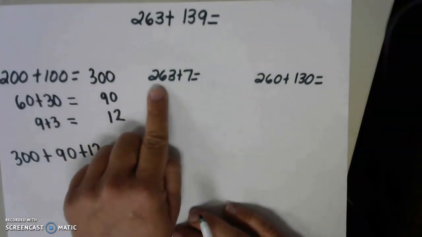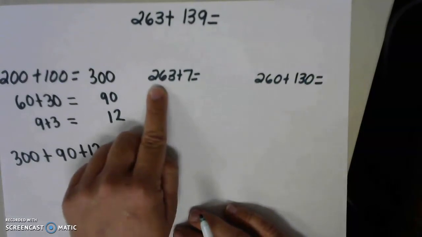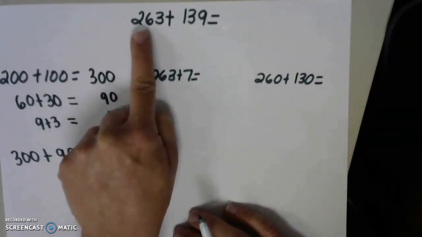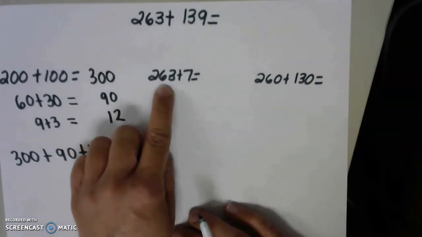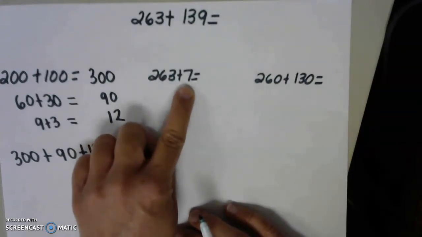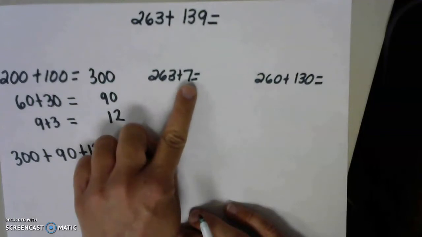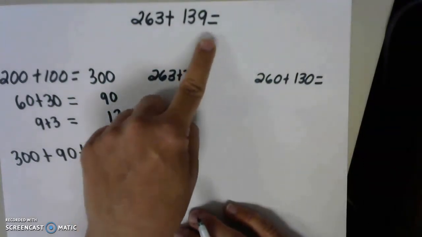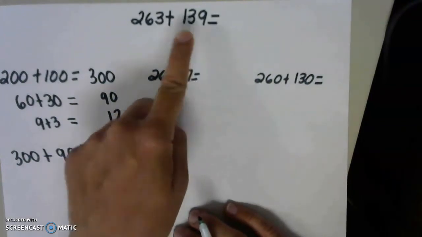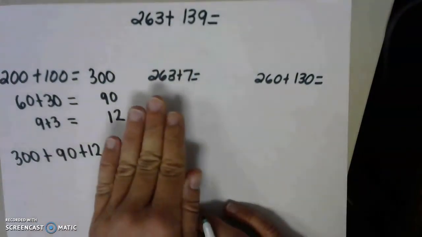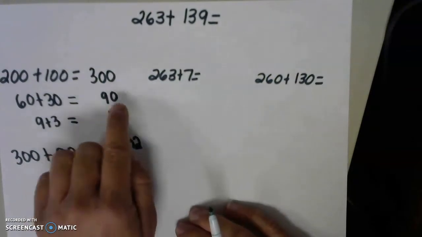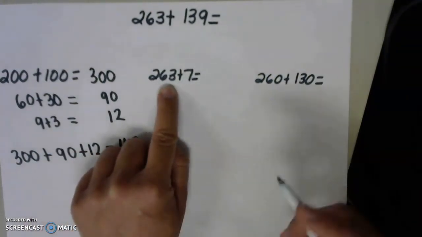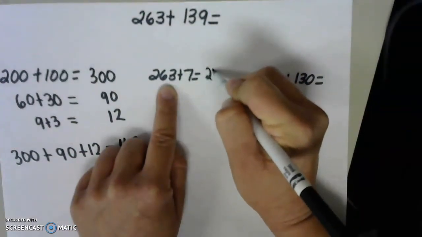It's 263 plus 7. Okay, we can see they got the number 263. That's the first number, and they've just brought it down. The 7, we know that 3 plus 7 is 10. So they've gotten the 7 from the number 139. So we'll have to add the rest of that number when we solve the rest of this problem. So I'm going to go ahead and add 263 plus 7, and I know that that is 270.